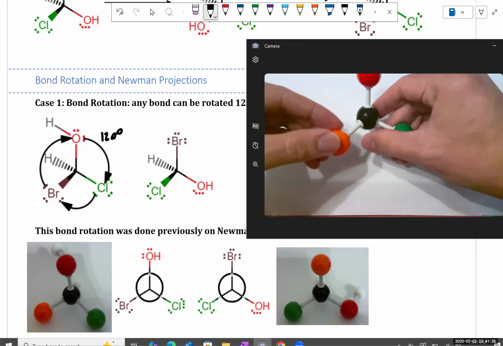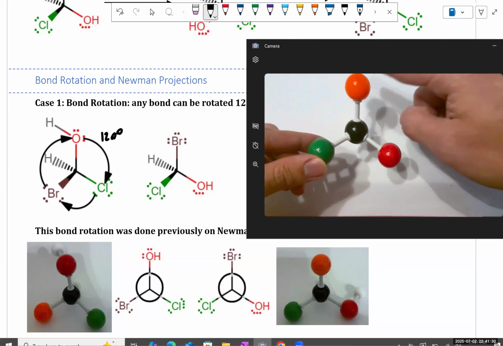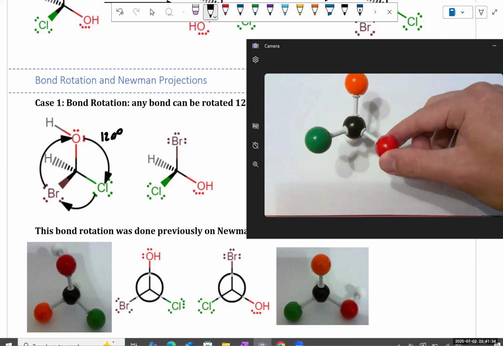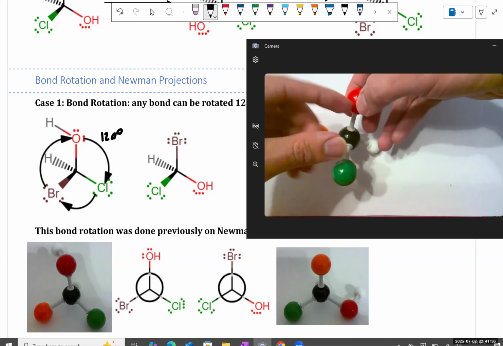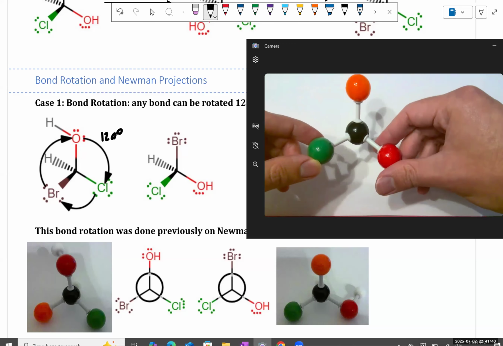So here's our initial view. I'm going to rotate my substituents 120 degrees. That gives me the bromine up top, alcohol to the right, and chlorine on the left. Again, here is our starting point. Here is post-rotation.